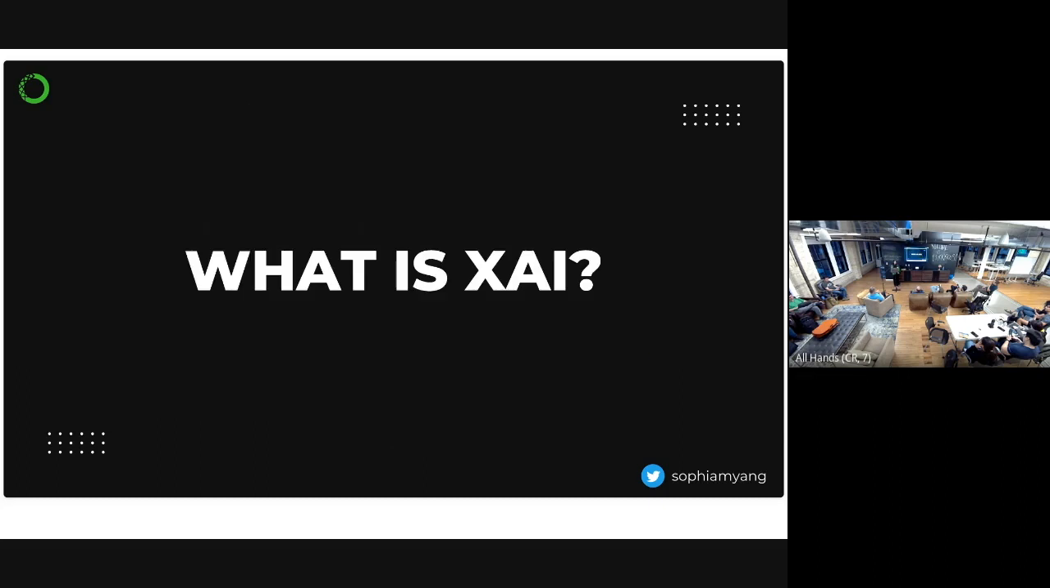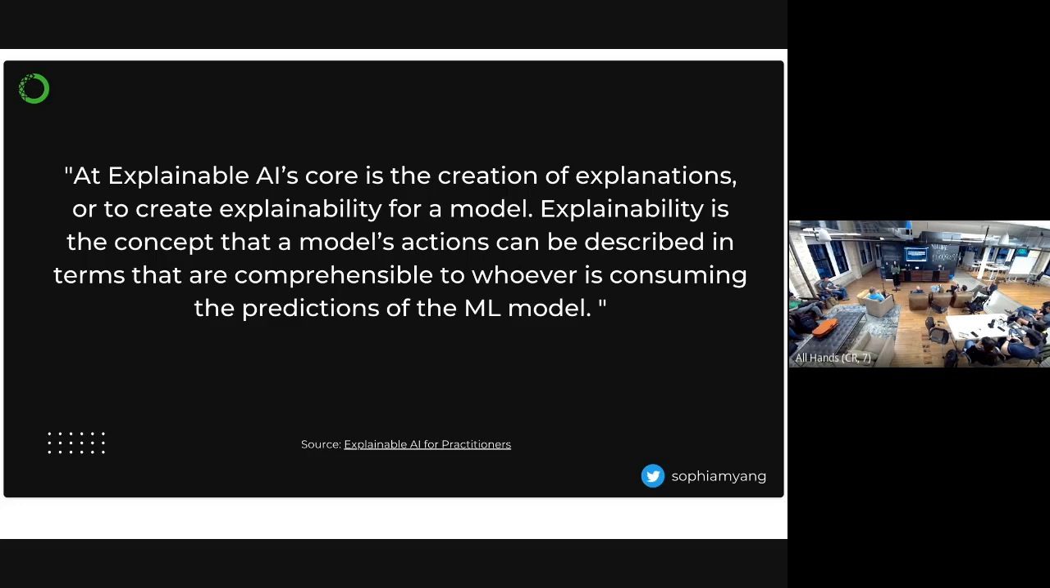Okay, so I hope I have convinced you that explainable AI is kind of important. So what is explainable AI? At the core, it's the creation of explanations to create explainability for a model. It's the concept that a model's action can be described in terms that are comprehensible to whoever is consuming the predictions of the ML model. So whoever you are, if you are a customer, if you're in sales or marketing, you should be able to trust and understand your model. You don't have to be a data scientist to be able to use the results of the methods.